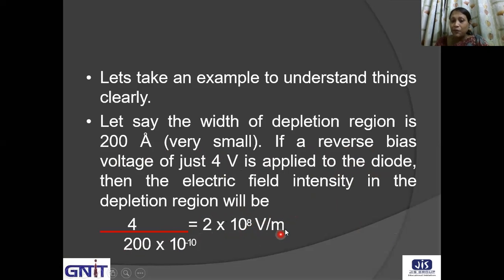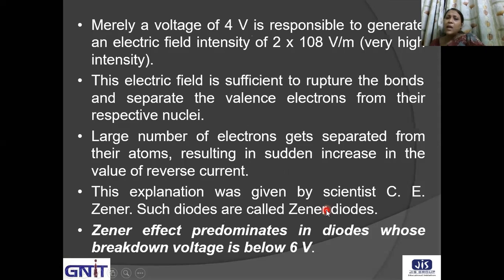That is the electric field, because electric field is voltage divided by distance, and the distance is nothing but the width of the depletion region. That's why we are dividing the 4 volt by this distance, and we are getting the electric field that has been applied to the Zener diode. Merely a voltage of 4 volt is responsible for generating an electric field of intensity 2 into 10 to the power 8 volt per meter, very high intensity.